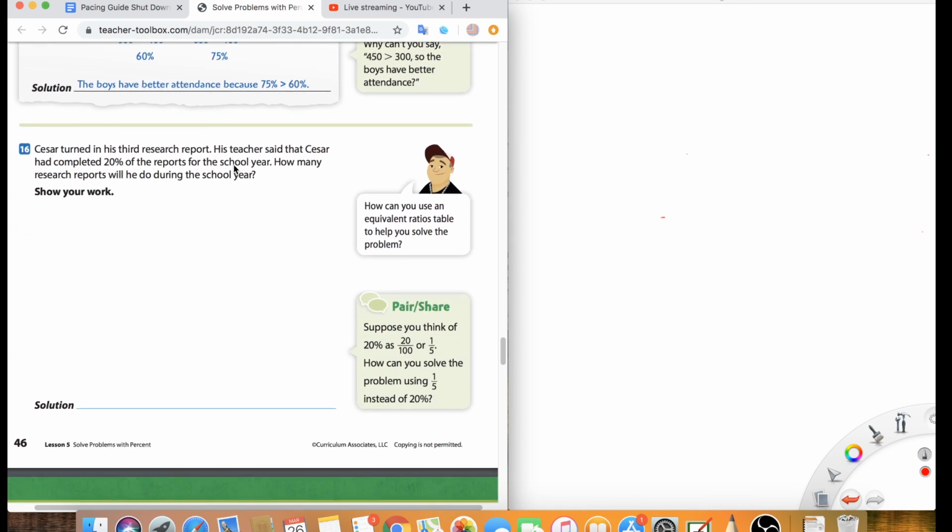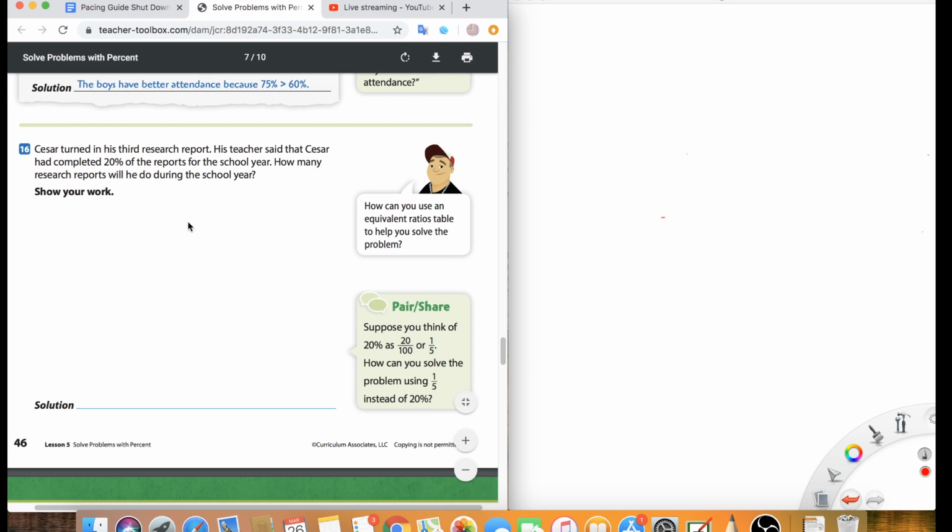So for the first problem, number 16, it asks: Caesar turned in his third research report. His teacher said that Caesar has completed 20% of the reports for the school year. How many research reports will he do during the school year?